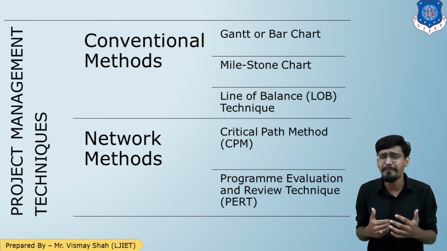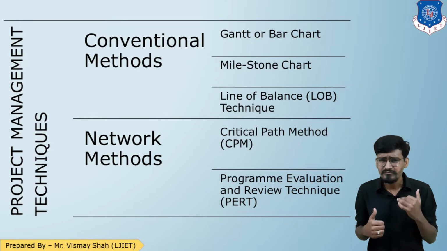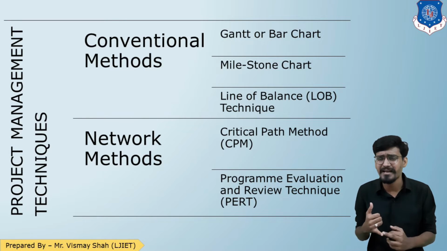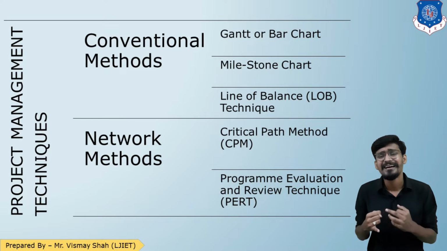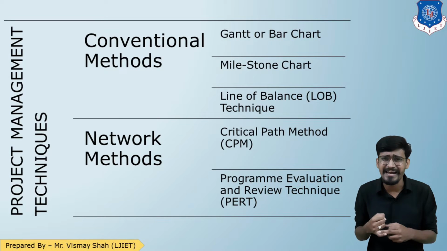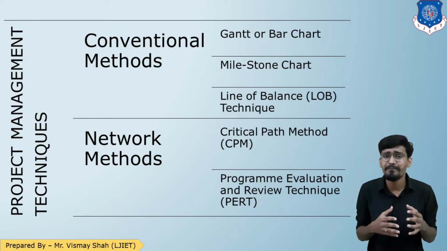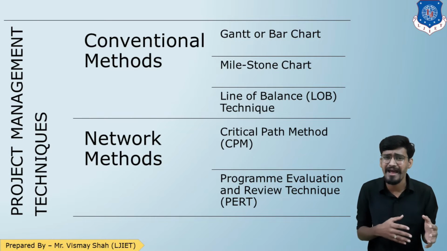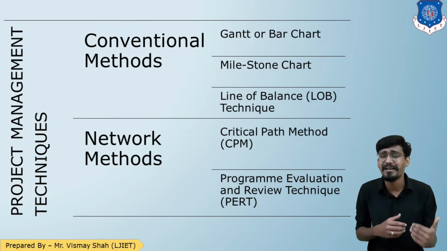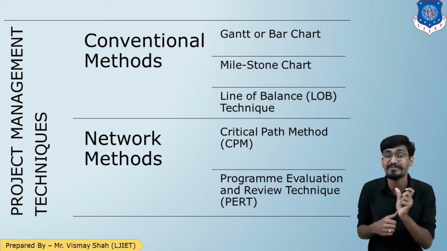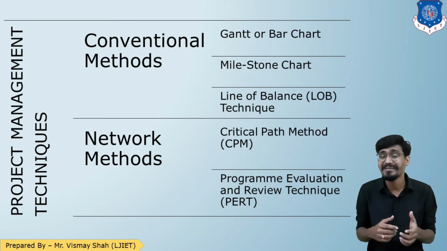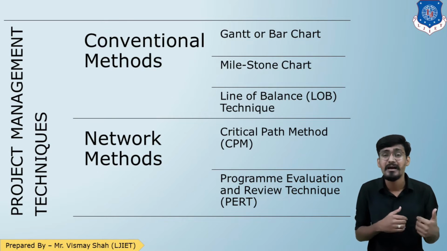Now in the conventional method, there are sub-methods such as Gantt bar chart, milestone chart, then the line of balance technique. In the network analysis, there is the critical path method, CPM. Then there is the program evaluation and review technique, that is PERT, and the other one is CPM, critical path method.